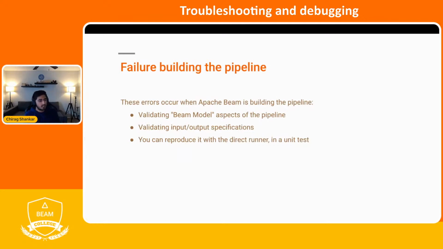These errors are generally attributed to compilation errors in Beam, while Apache Beam is building your Dataflow pipeline, validating the Beam aspects as well as the input and output specifications of your pipeline. These errors can typically be reproduced using the direct runner. So instead of using the Dataflow runner, we can use the direct runner and test against some unit tests. Just keep in mind that no job will be created on the Dataflow service if there's an error while building your Beam pipeline.